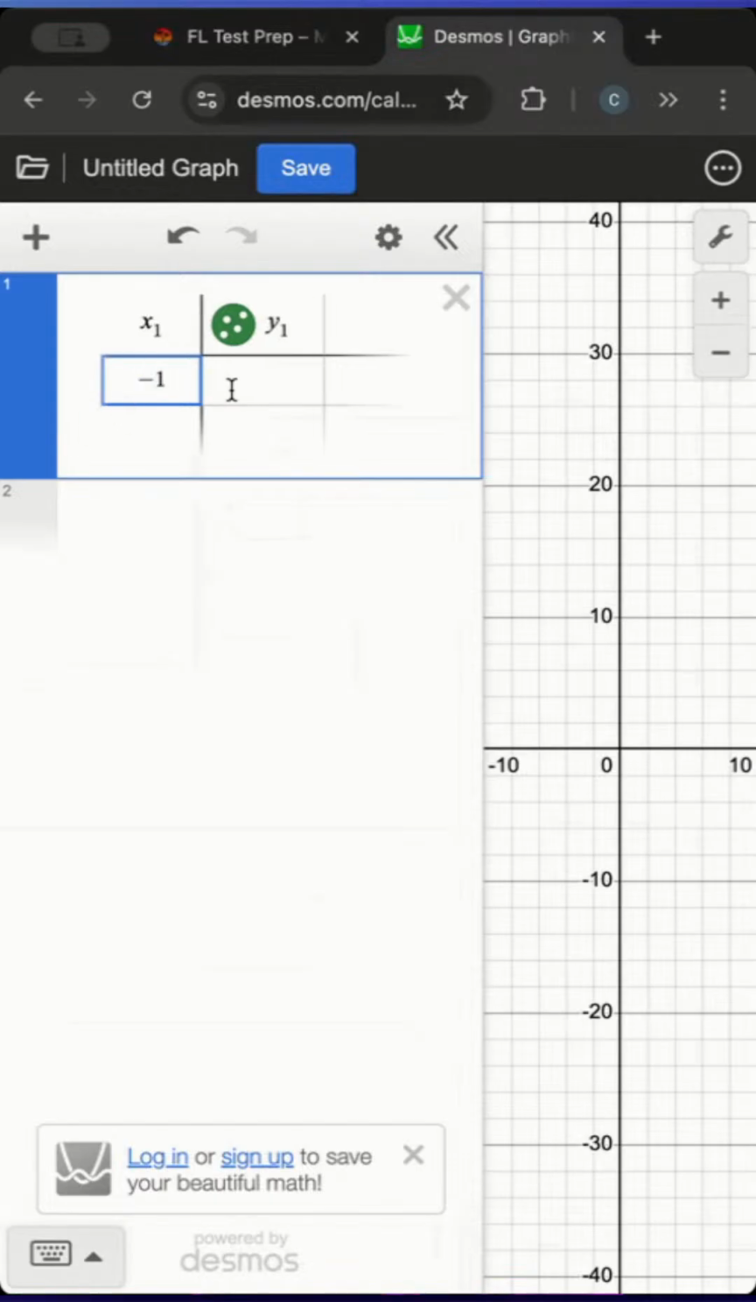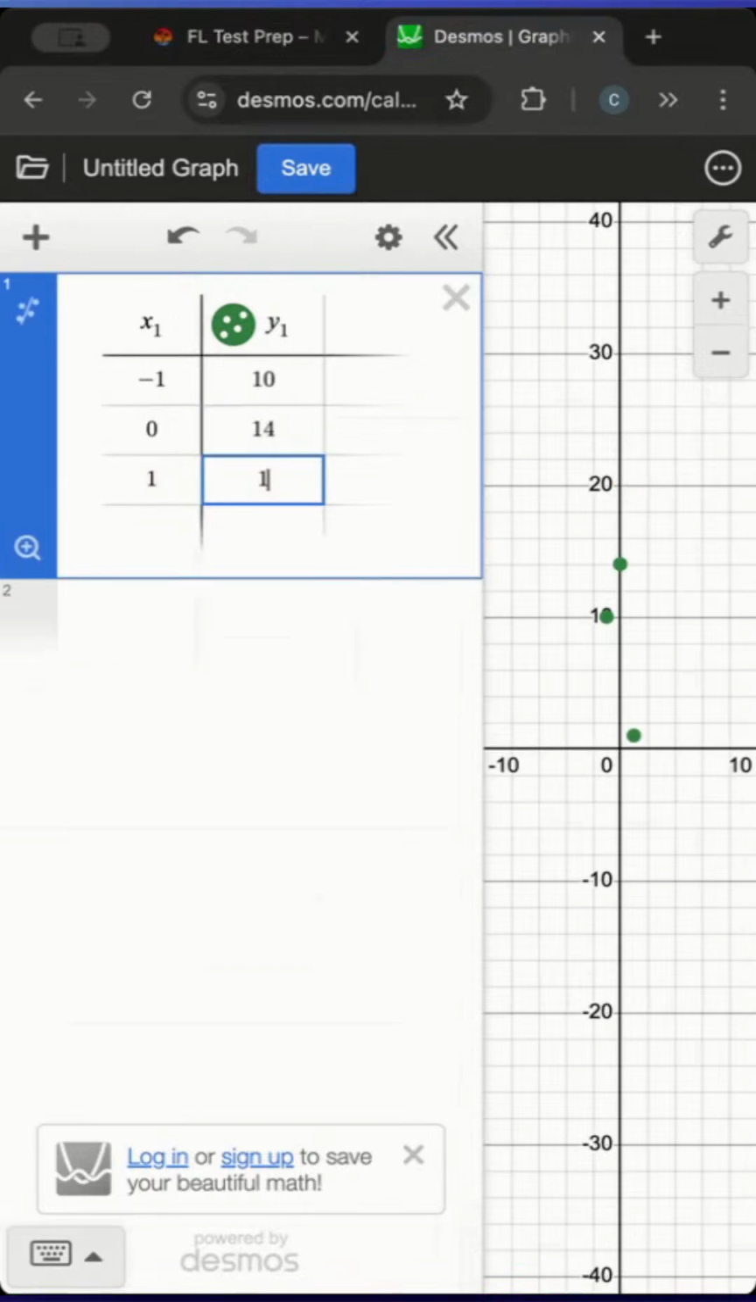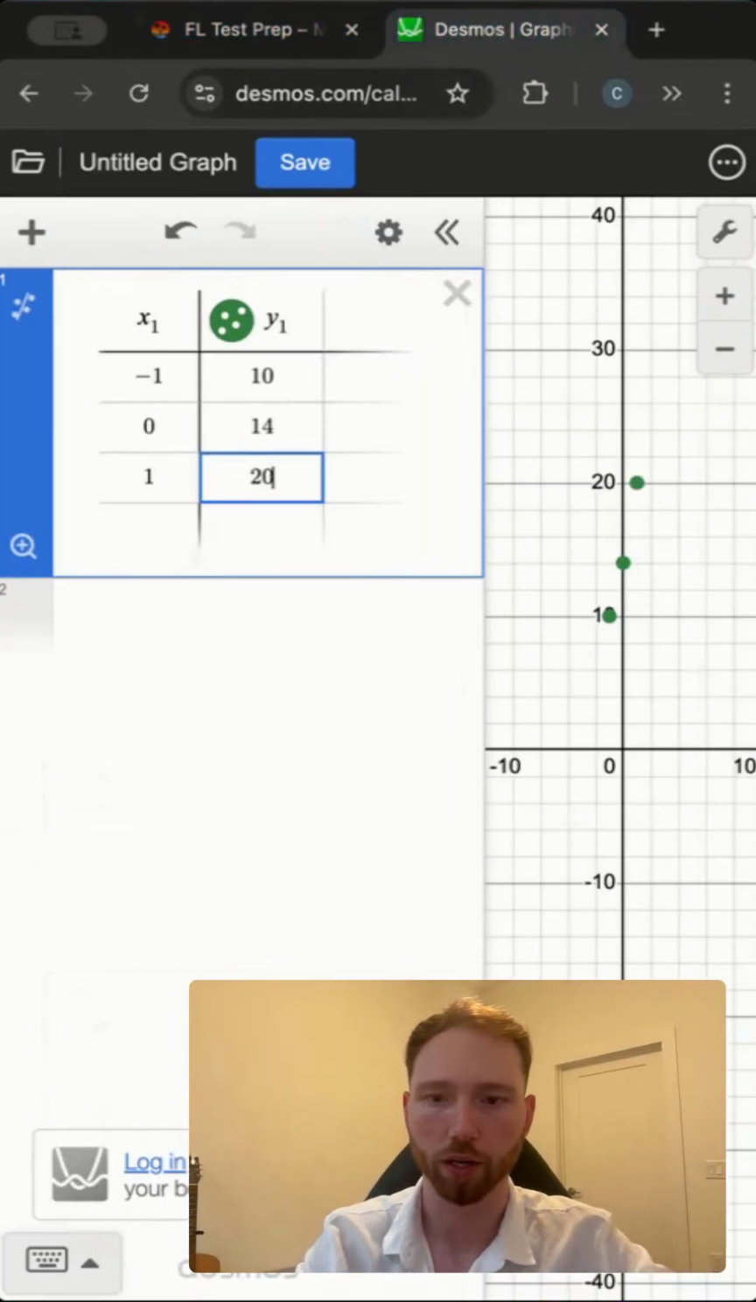So negative 1, you want 10. And when I plug in 0, I want 20. And when I plug in 1, I want 14. Let me double check that. Yep. You want 20, excuse me.